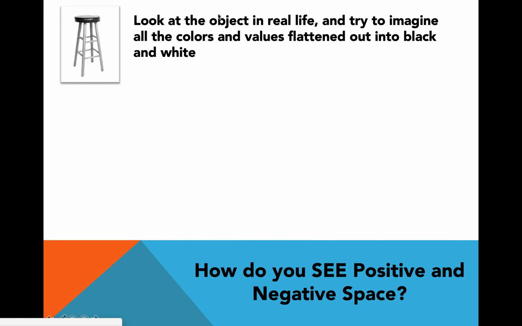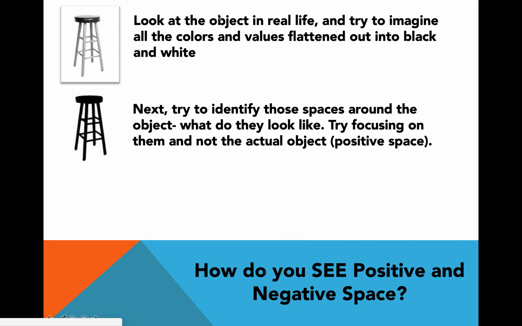So how do you see in this way? Well, when you look at an object in real life, it helps to try to imagine all the colors and values flattened out into black and white. Then you want to try to identify those spaces around the object. What do they look like? Try focusing on them and not the actual object.